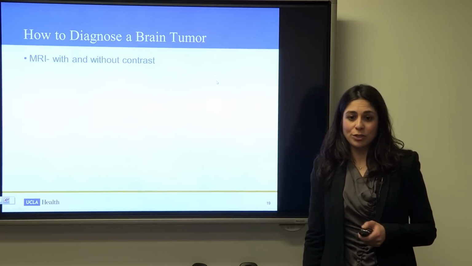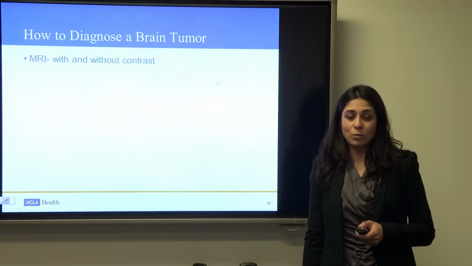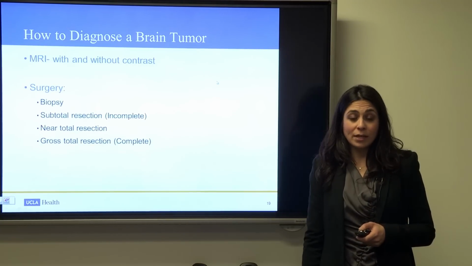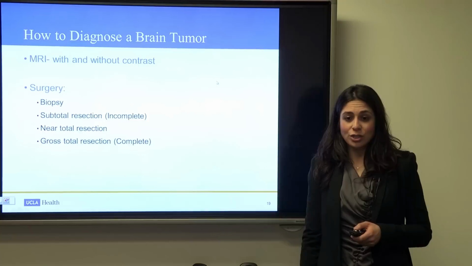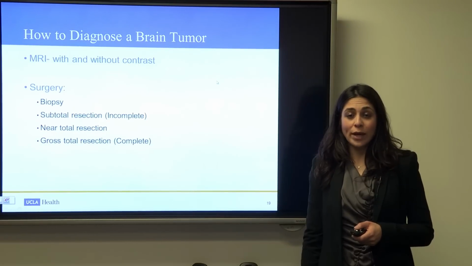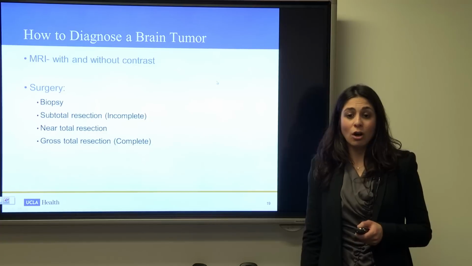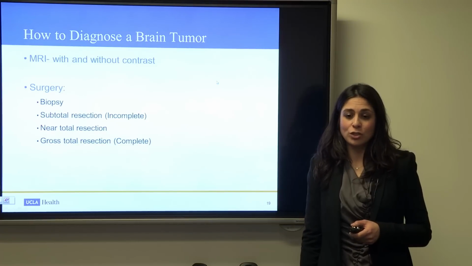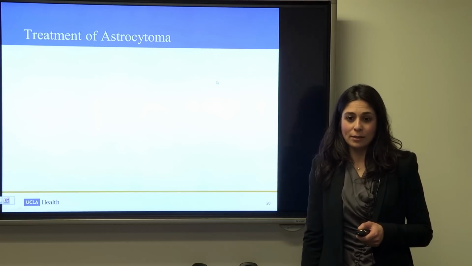How do we diagnose brain tumors? Well, as I showed you, MRI with and without contrast is key. And then surgery, whether it be a biopsy, a subtotal or incomplete resection, a near total resection, or a complete gross total resection, are all helpful for us to get pathology so that we can look under the microscope and determine what exactly this tumor is.